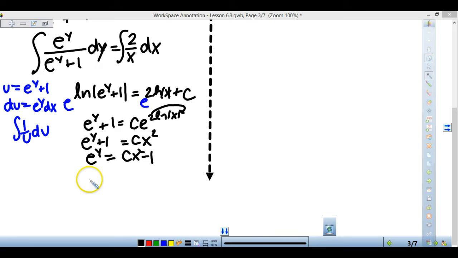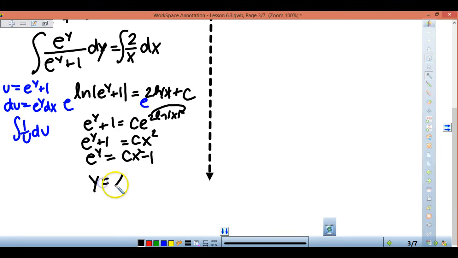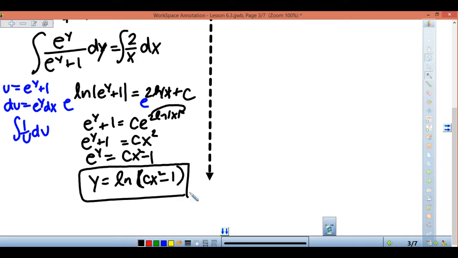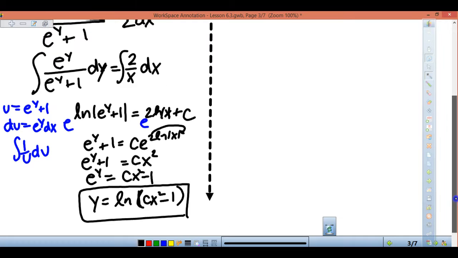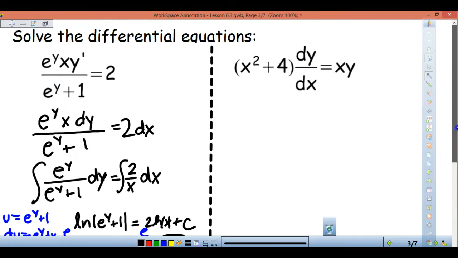And then if I natural log both sides, I do end up with the natural log of cx squared minus 1, just like that. So that involved a little bit more simplifying than some of the other ones. All right, so moving on to the next one here.